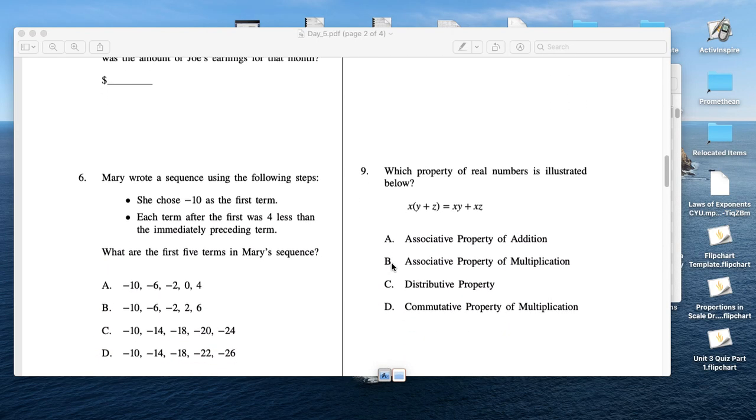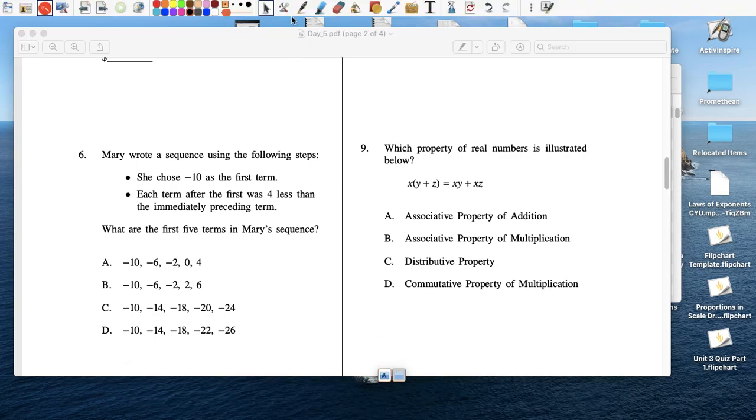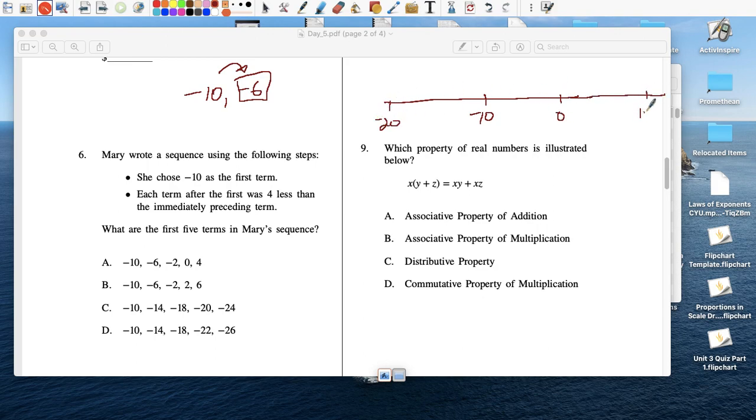6. Mary wrote a sequence using the following steps. Negative 10 as the first term, okay. Each term after that was 4 less than the immediately preceding term. So if the first term is negative 10, 4 less is not negative 6, right? If you think about a number line, here is negative 10, let's make this 0, this is negative 20, this is positive 10. If we're going less, we have to go that way. So from negative 10, 4 less, we go 1, 2, 3, 4, which makes the second term negative 14.